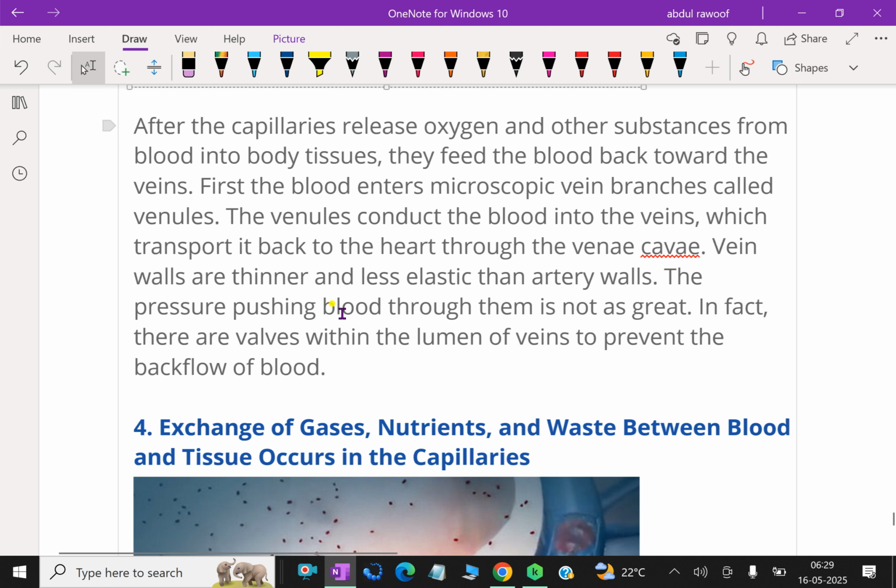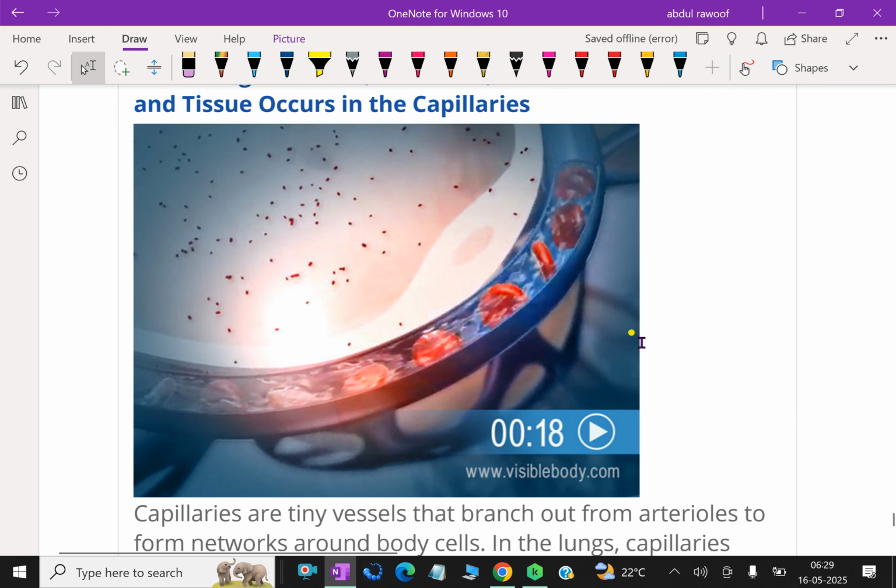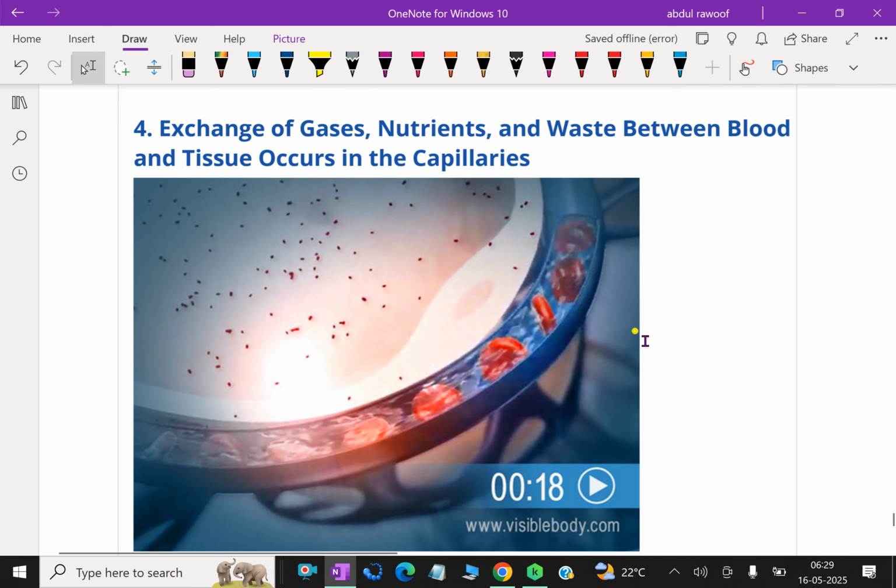Vein walls are thinner and less elastic than artery walls. The pressure pushing blood through them is not as great. In fact, there are valves within the lumen of veins to prevent the backflow of blood. Exchange of gases, nutrients, and waste between blood and tissues occurs in the capillaries. These are the capillaries.